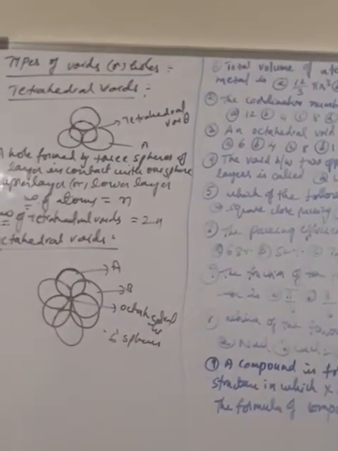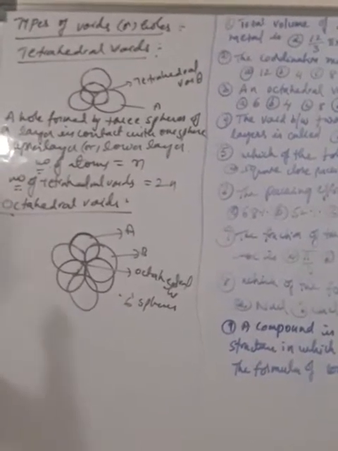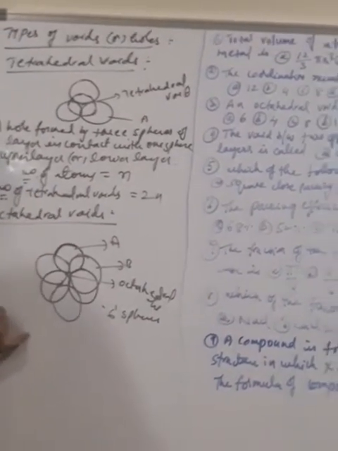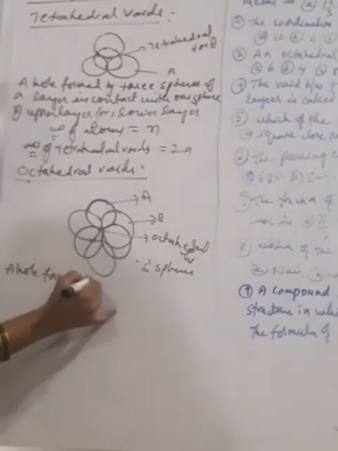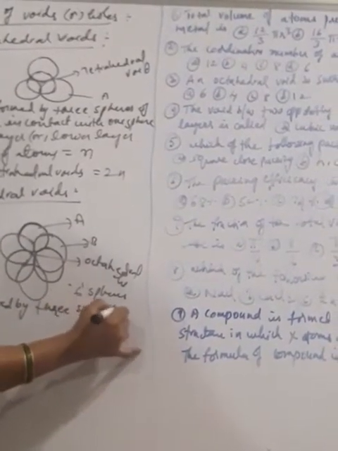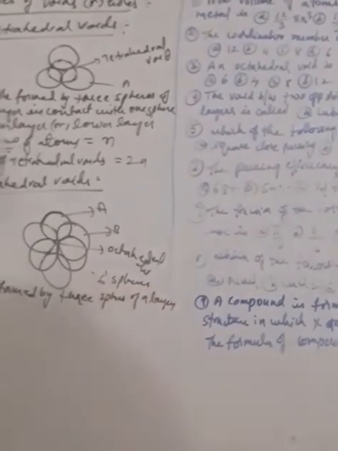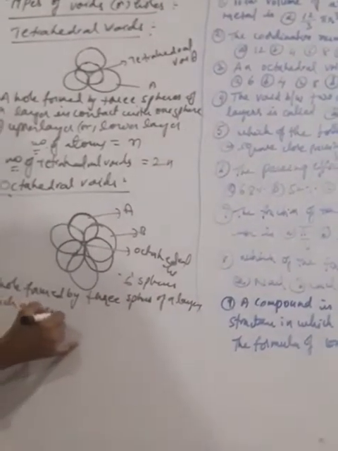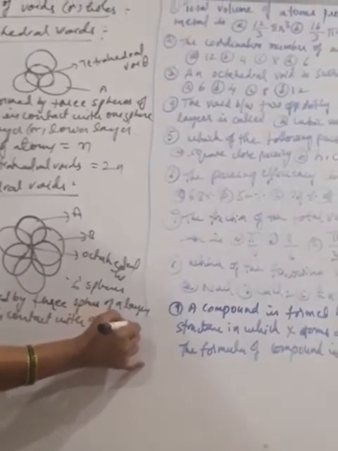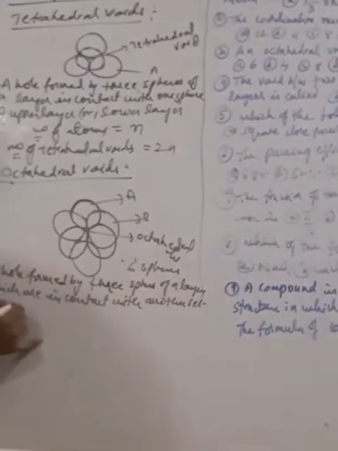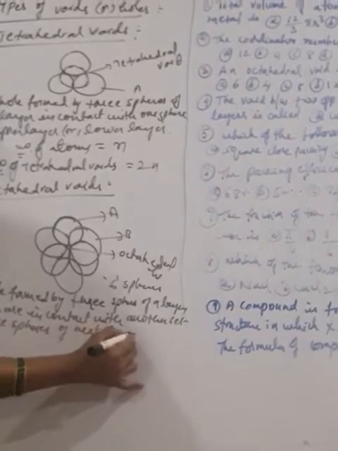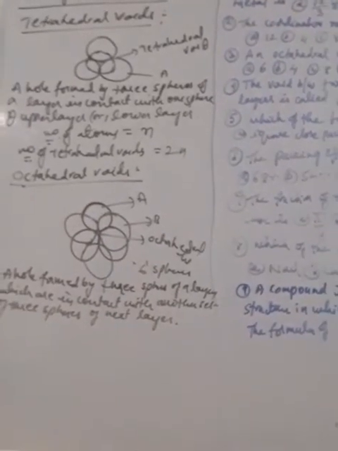So an octahedral hole is a hole formed by 3 spheres of a layer, which are in contact with another set of 3 spheres of the next layer.